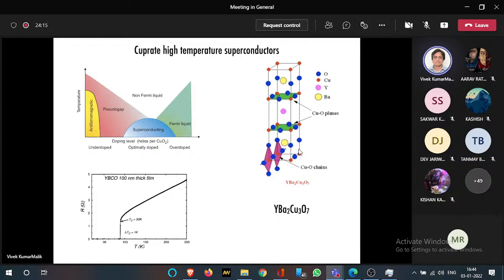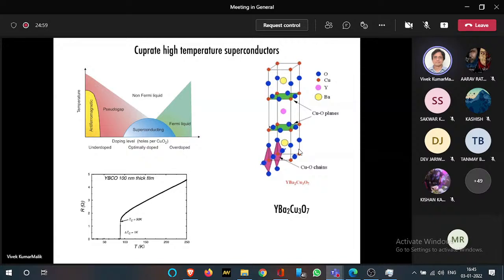These planes are extended in X. Let's say if we assume this to be the XY plane, within the XY plane they have these copper oxide planes, CuO2 planes actually. And then along the Z-axis they have these chains, because one of two oxygen atoms is missing within that plane, so they form a chain. These copper oxide chains are actually used to dope the copper oxide planes. As you increase the number of oxygens along the Z-axis, they start to take electrons from the copper oxide planes, and the copper oxide planes become doped.